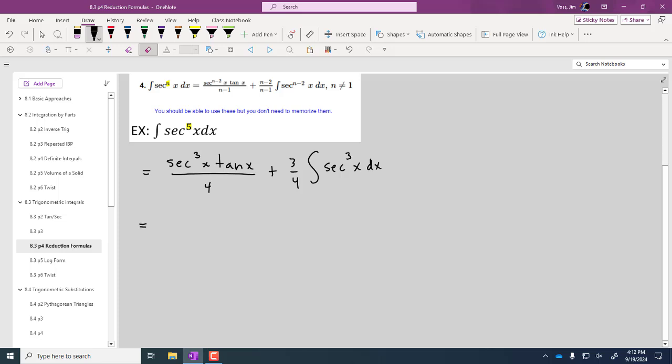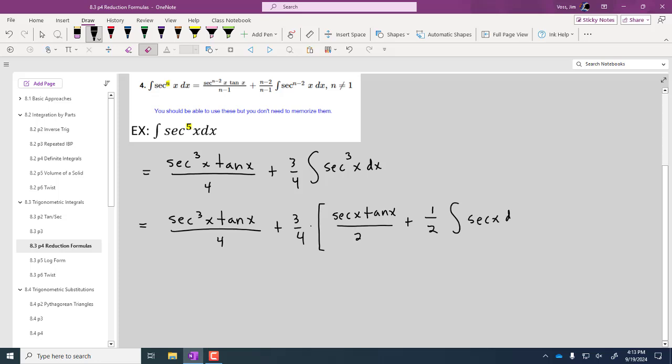But now we're also dealing with another power on secant that's odd. And so now what's n? What is n now for this secant cubed? 3. So same idea. We're going to jump over here and replace everything with a 3. So we're going to get secant to the 1 multiplied by tangent. Man, cooking is hard. And then we plug that 3 in there. We get 1 over 2. And then we get integral of secant.